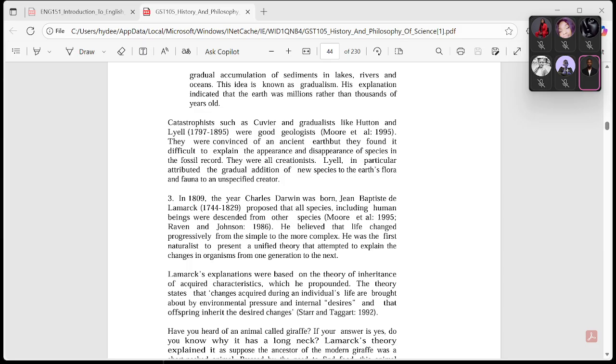You'll find this on page 31 of your course. When he proposed this, he also proposed that all species, including human beings, were descended from other species. I've talked about that before, and probably we were given birth to by apes, and then we became different.